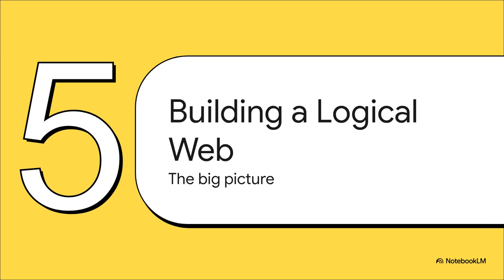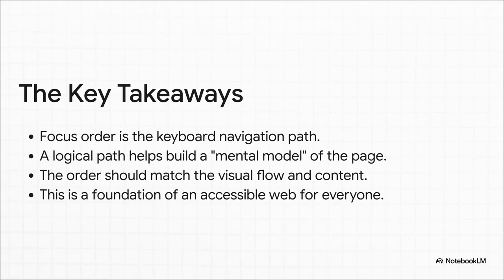So what's the big picture here? How do we take all this and make sure that the things we're building are clear paths and not just more digital mazes? Okay, if you're going to remember just a few things from all this, make it these. First, focus order is just the path your keyboard takes. That's it. Second, making that path logical is what lets people build that mental map of the page. Third, as a rule of thumb, that path should almost always match the visual flow of the page. And finally, and this is the big one, this isn't some niche, edge case thing. It is a fundamental part of building a web that actually works for everyone.